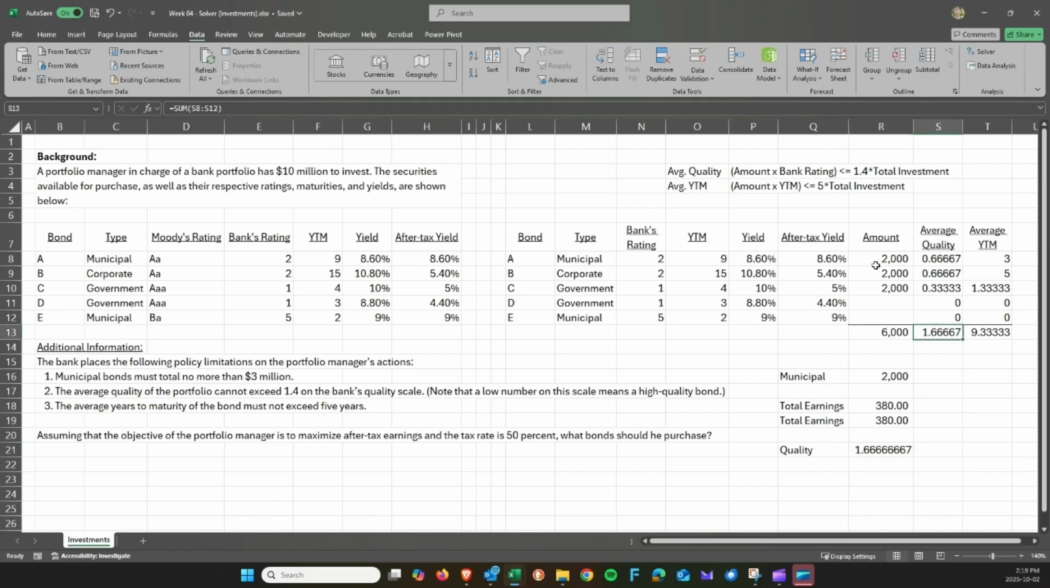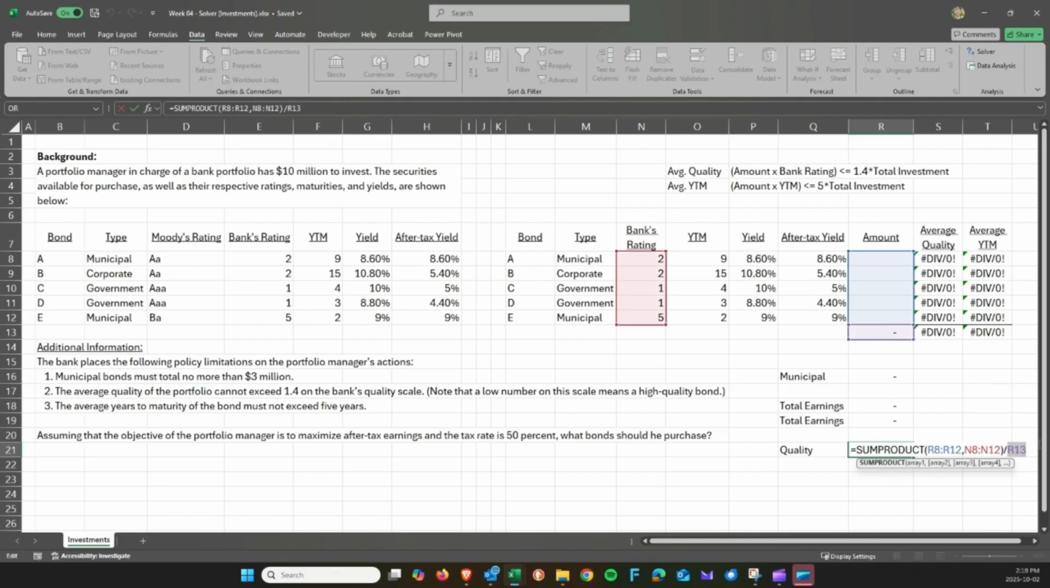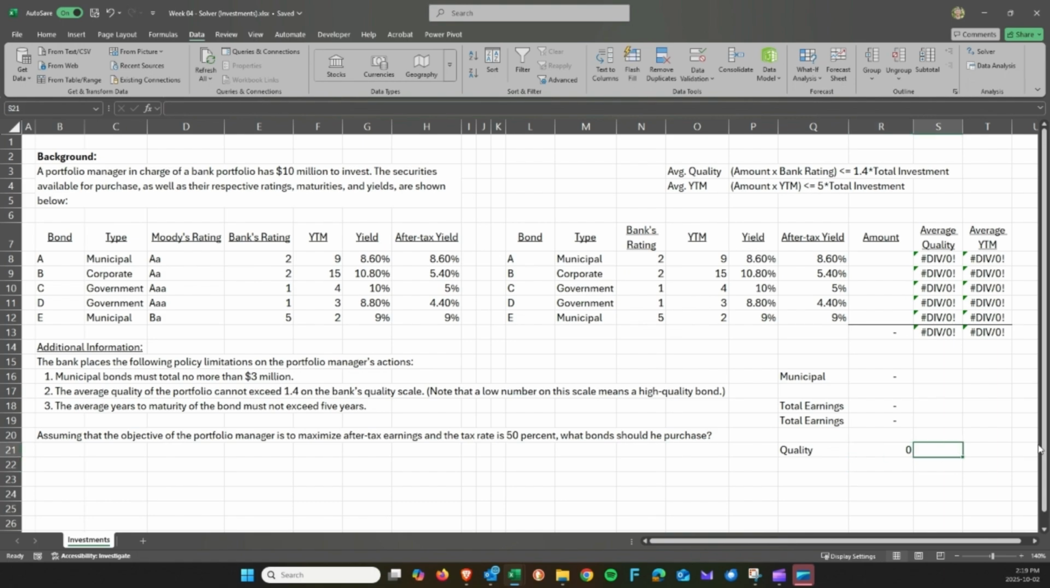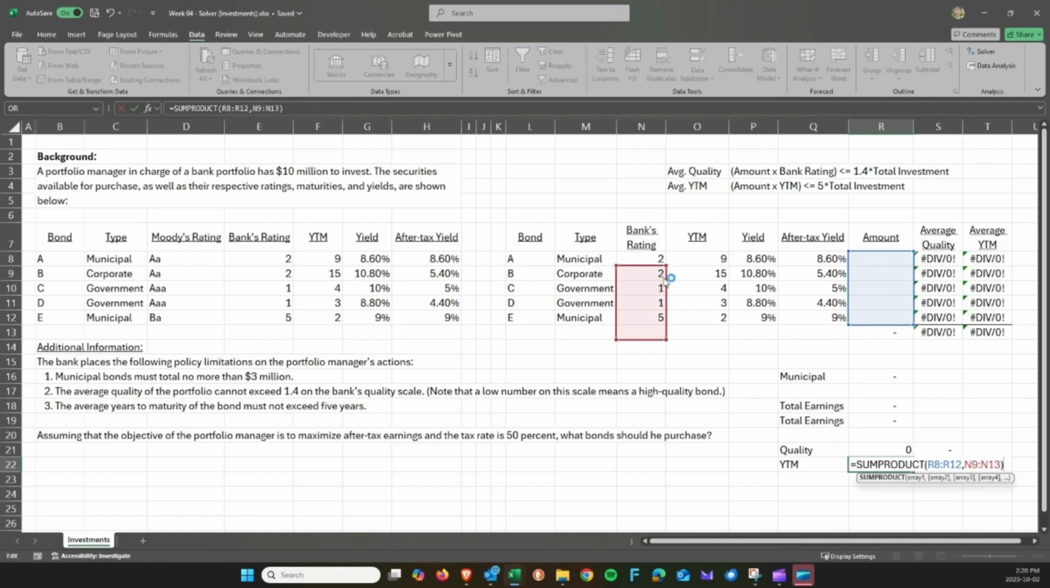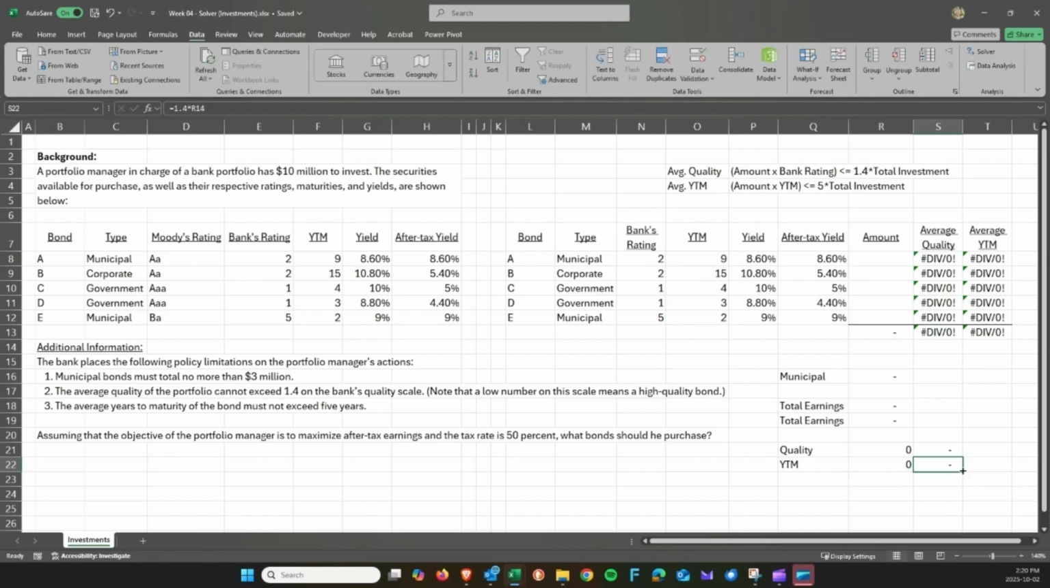However, I'm going to structure this in such a way where it is not equivalent. I'm going to get rid of my division sign here. I'm just going to do the sum product of it. And over here, what I'm going to do is my 1.4 times this amount invested. And then I'm going to do the same thing for YTM. It's the sum product, but this time of the YTM column. And this time it's not 1.4 times. My criteria is 5.